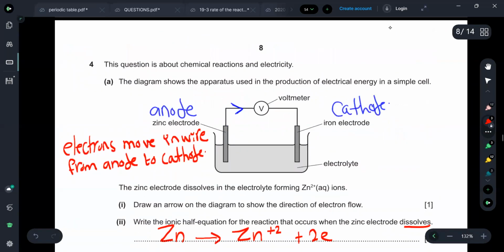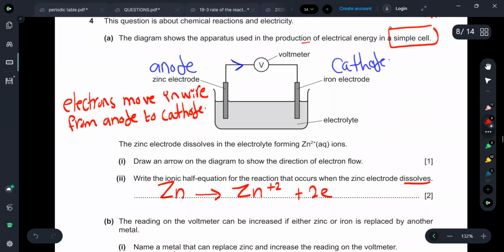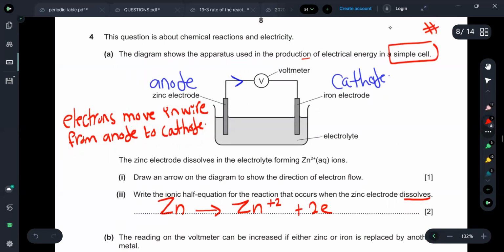Question number 4 is about a simple cell. This question is about chemical reactions and electricity. The diagram shows the apparatus used in the production of electrical energy in a simple cell. A very important question about the simple cell. A simple cell does not use just a battery, it uses a voltmeter.